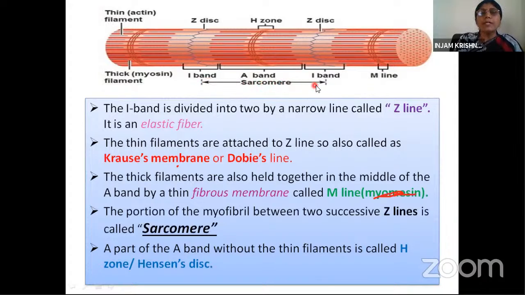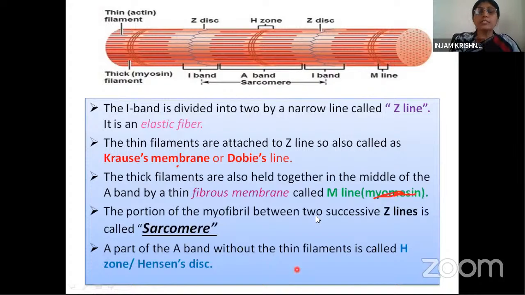Here, from here to here, this portion, this part of the myofibril is called the sarcomere. A part of the A band without thin filaments is called the H zone or Hanson's disc.